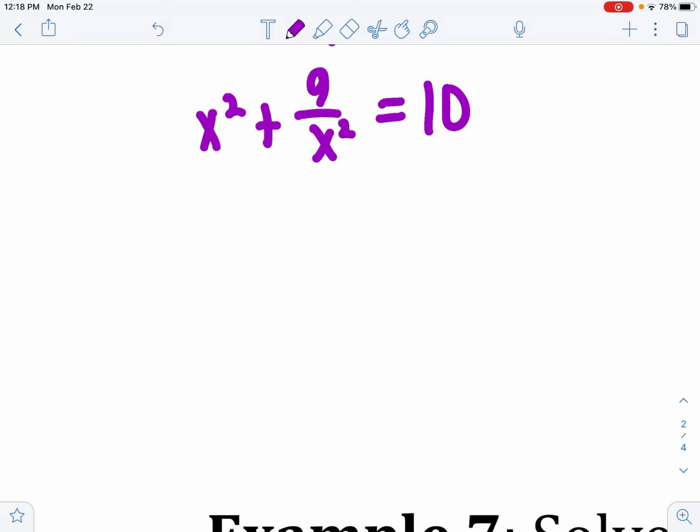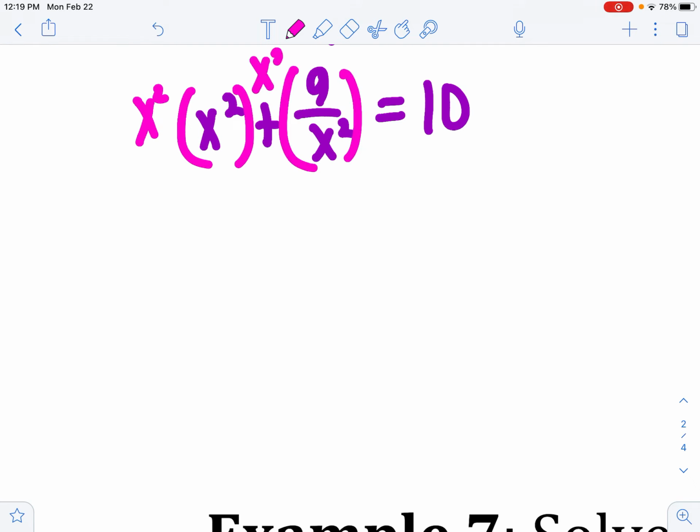Either one's fine. Okay, now I need to solve this. I always ask students, what bothers you about this? Because it's not like, oh yeah, you just do this. And they'll say it's the fraction. If the fraction's bothering you, then you should get rid of it. I can get rid of it by multiplying everything by what's in the denominator.